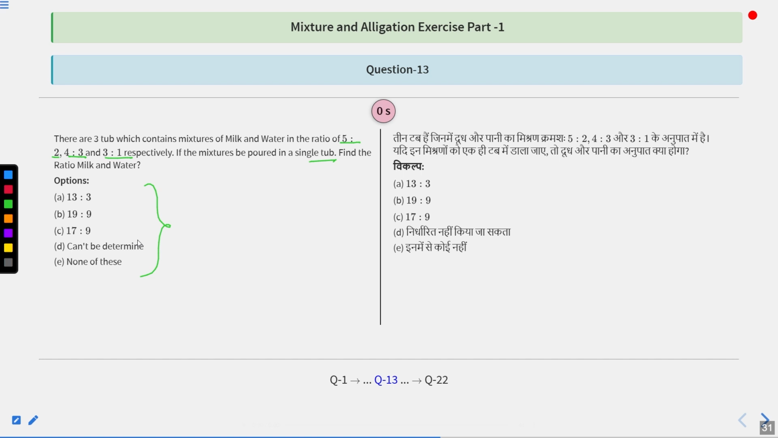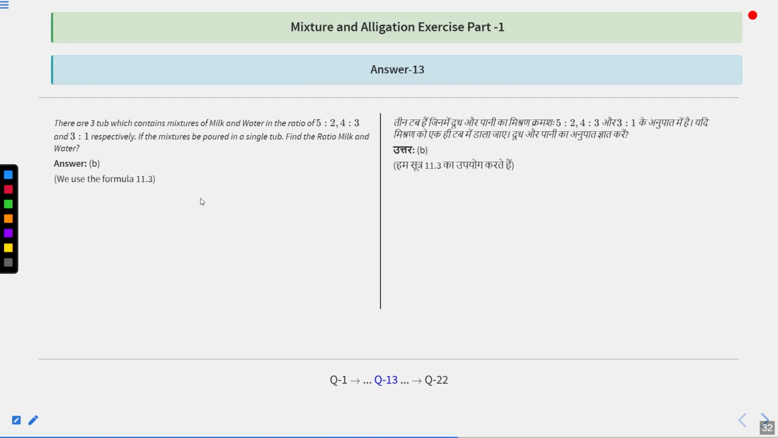Now time's up. Let's see the solution. Now we are going to use formula 11.3. So if we see 5 to 7, this will be 7 units, this will be 7 units and this is 4 units. Clear? So if we take the total as 7 liters, how much milk is there? 5. In the second mixture, there are 4 liters and in the third mixture, there are 3 liters. Clear? So we can easily calculate the milk. By the way, 5 upon 7 plus 4 upon 7 plus 3 by 4. So we can easily calculate it.